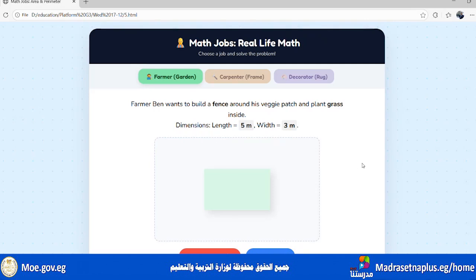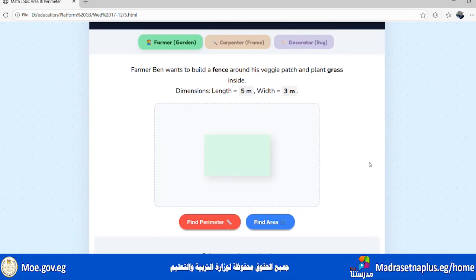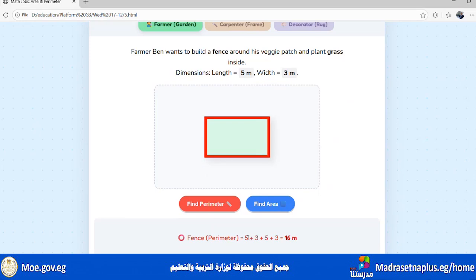Okay, let's find the perimeter. Perimeter: 5 and 3 and 5 and 3. Yes, fence perimeter, 5 and 3, 5 and 3. So 5 plus 3 plus 5 plus 3 equals 16 meters. 16 meters is what? It's the perimeter. The fence, the border, the total distance around.